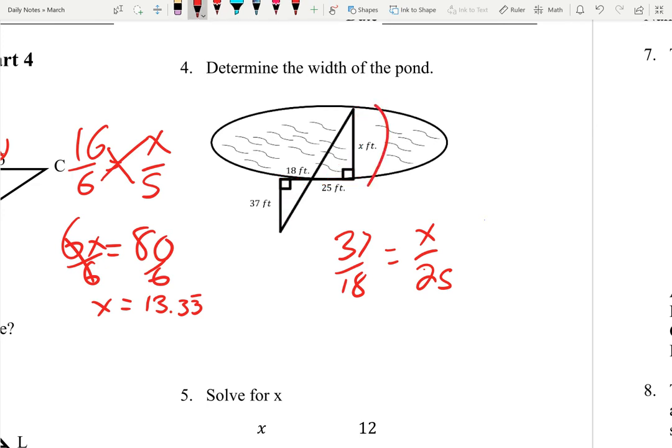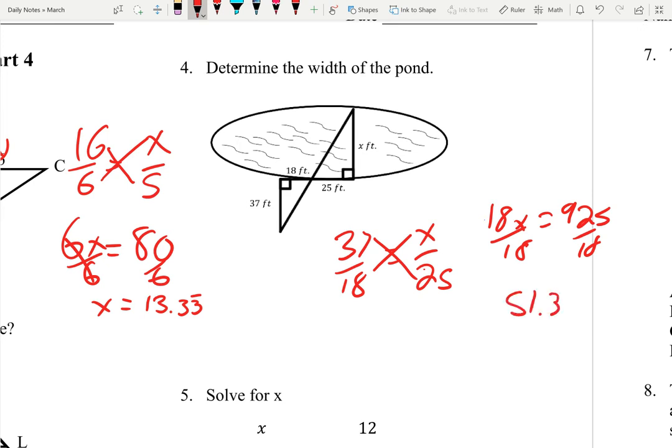If you flip your paper completely around, 180 degrees, you'll see that the 37 corresponds with that x, so they're together, and the 18 corresponds with that 25, so they're together. If you line it up like this, you have your proportions proper. So now it's just cross multiplying. We have 18 times x makes 18x, and 37 times 25 makes 925. Just divide this by 18, and we'll have x equal to 51.38. Well, round up, we'll say 51.39.